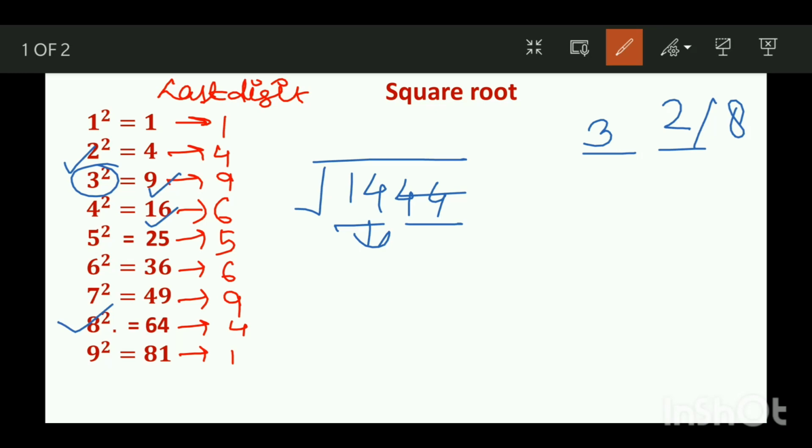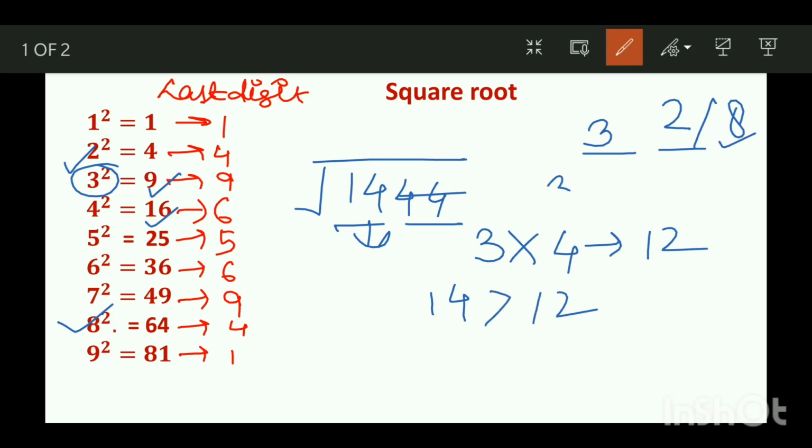Okay, now what to do? We have to compare this 14 with the product of 3 and the next number, which is 4, which is 12. So since 14 is greater than 12, what we will do? We will choose the greater number, means 38. 38 would be the square root of 1444. Okay, hope it is very clear to all of you.